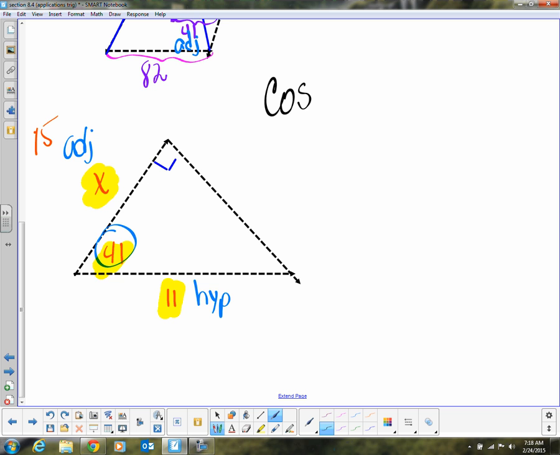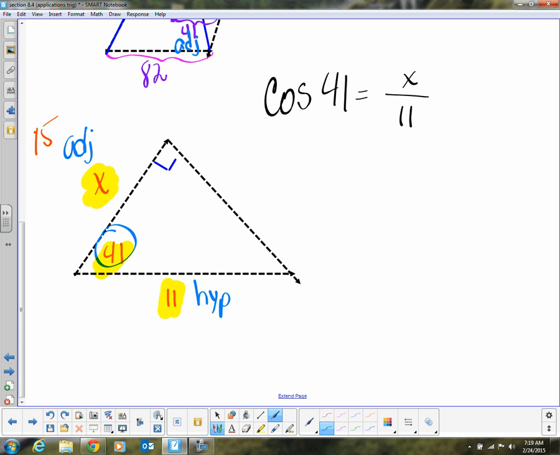So you're going to do cosine of 41. How do you set up your ratio? Is it 11 over x or x over 11? Right. And now you solve.